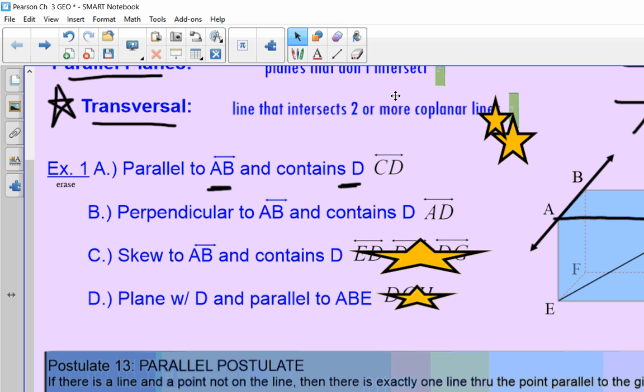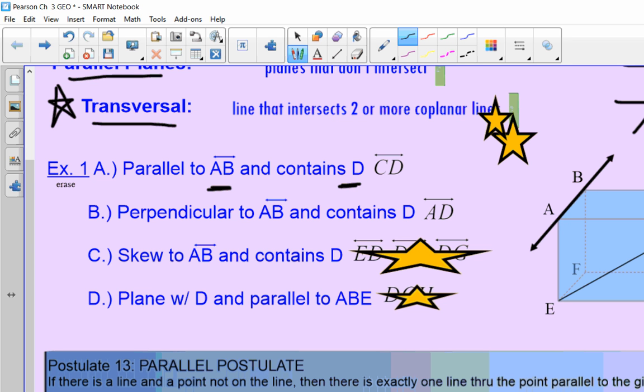Usually books are going to go in alphabetical order. Okay, here we go. This one's going to be tough. Skew to AB containing D. So going in the opposite direction. If you can see AB, it looks like it should be going in a horizontal direction, or flat. So containing D, not intersecting with AB, but going in the other direction. If AB is flat, then I need a line that's vertical, and so that should be DH. They're not ever going to intersect, but they're not true parallel lines.